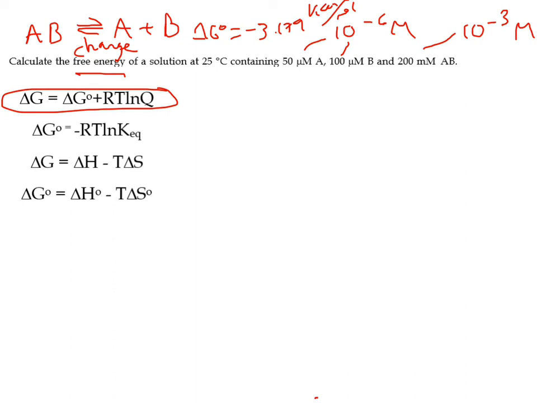All right. So we know our delta G naught. It's given to us. We solved it before. We know our temperature, 25 Celsius. The only thing we need is to solve for Q. And that's where all of this stuff comes in.